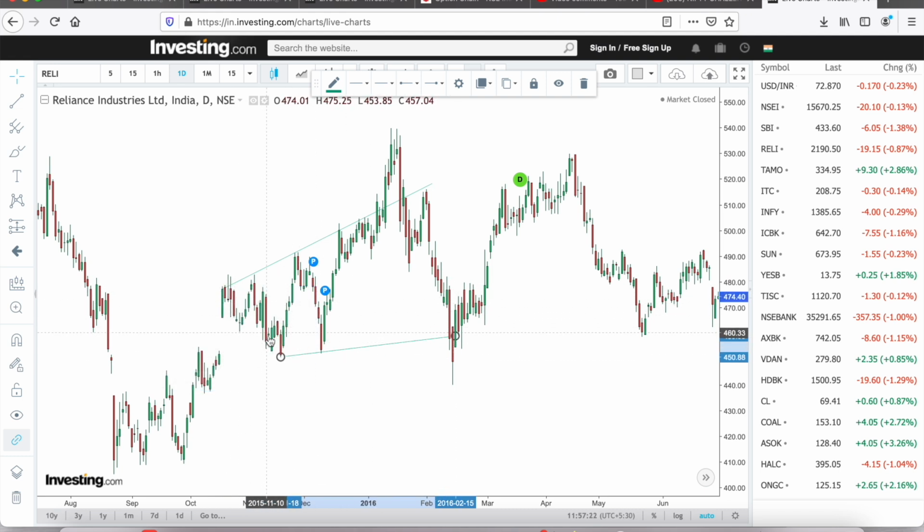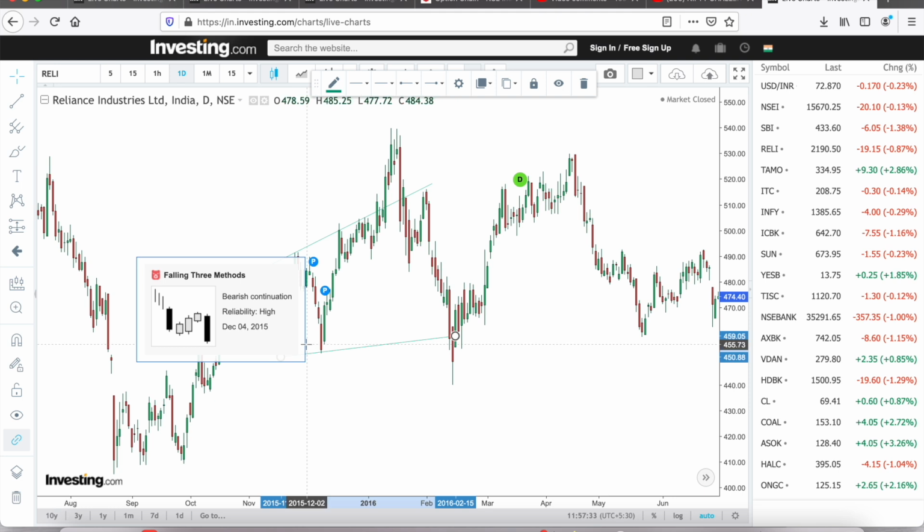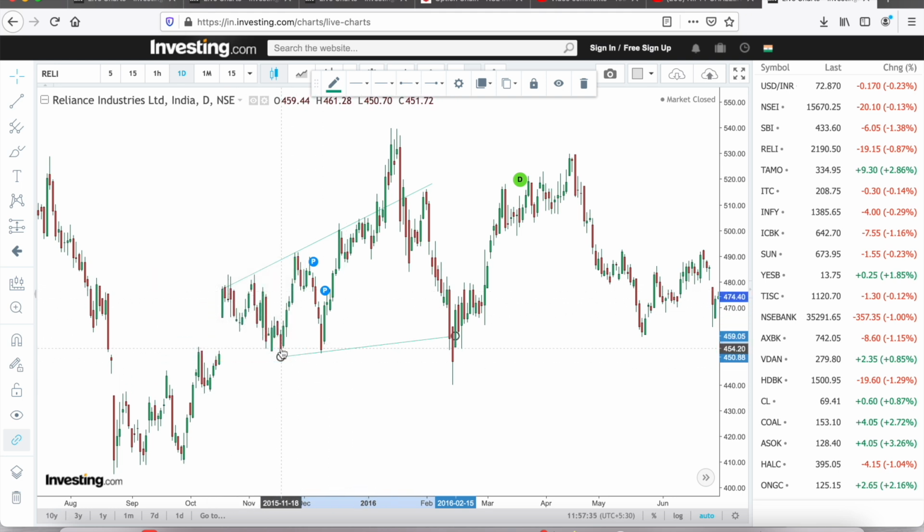So it made a high, you sold, you saw this formed, you saw this formed, you saw this formed. You always trade after point number 4. Do not trade between 1, 2, 3 and 4. So this formed, and this formed. You confirm that the low is higher than the previous low. You confirm that the high is higher than the previous high.